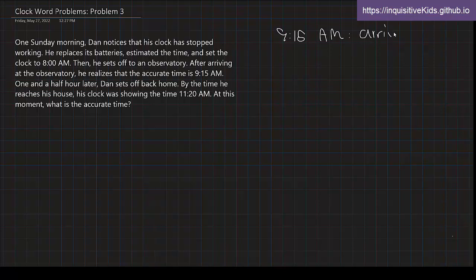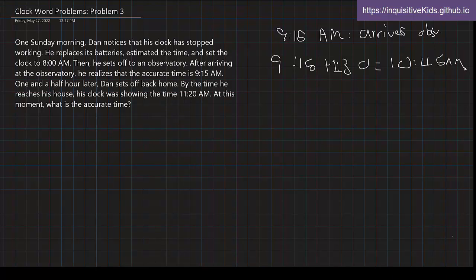Arrives at observatory. So 1.5 hours later, he sets on back home. So how much time did he spend there? 1.5 hours later, what time is it now? 9:15 plus 1 hour and 30 minutes. That's 10:45 a.m. So at 10:45, he goes back home.